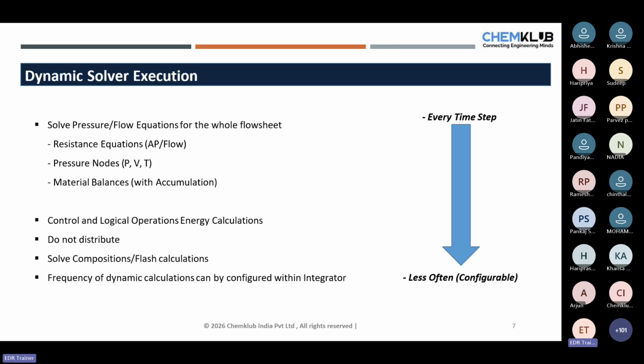So the calculations occur at different frequencies. Pressure flow calculations are solved at every time step because they are highly dynamic, while the material balance, energy balance, and flash calculations are basically a counter check. Once a particular loop is calculated, they will be solved only once to check, because they are conservation equations.